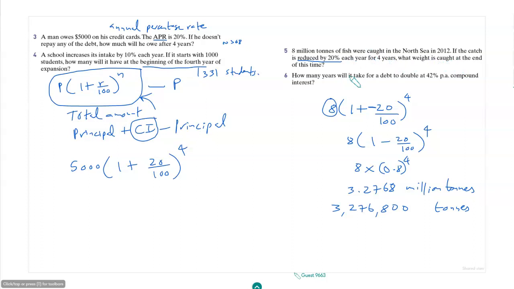Understood. So here be very careful about this minus sign. If you don't have that, you will get a completely wrong answer. Okay.